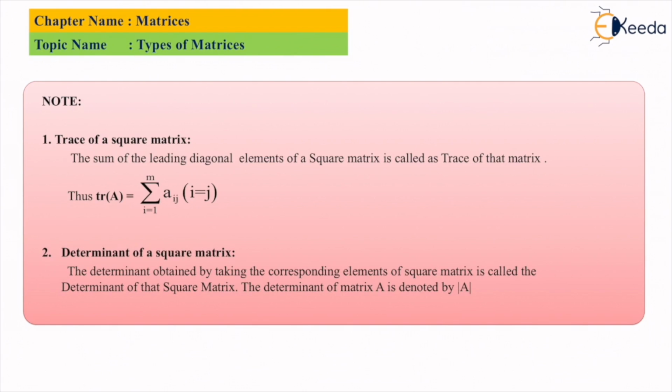Next note, the determinant of a square matrix. The determinant obtained by taking the corresponding elements of a square matrix is called the determinant of a square matrix. So guys, I've already explained this when we discussed the definition of a matrix. To find the determinant, we should have a square matrix. For a rectangular matrix, we cannot find the determinant. So that is the thing. Now let's move to the next matrix.